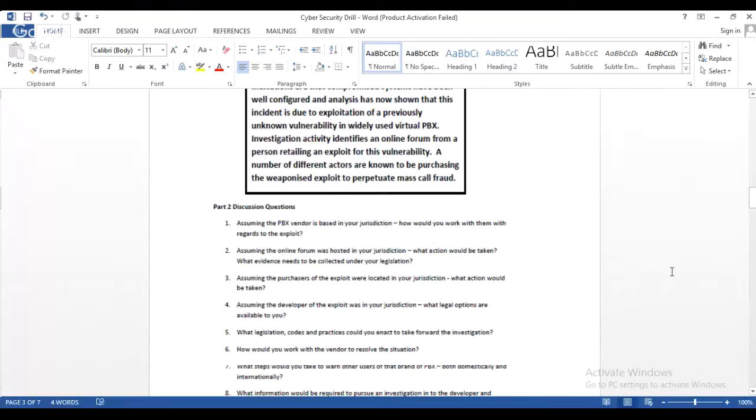Yes, Rishan. Third question, assume the purchaser of the exploit was located in your jurisdiction. What action would you take? According to this case, it typically identifies an identity-related crime. This act is directly related to the sale of identity-related information. Section 359 is the control of a person's identity, where one intentionally exercises control towards identity-related information, such as submitting information for an online purchase.